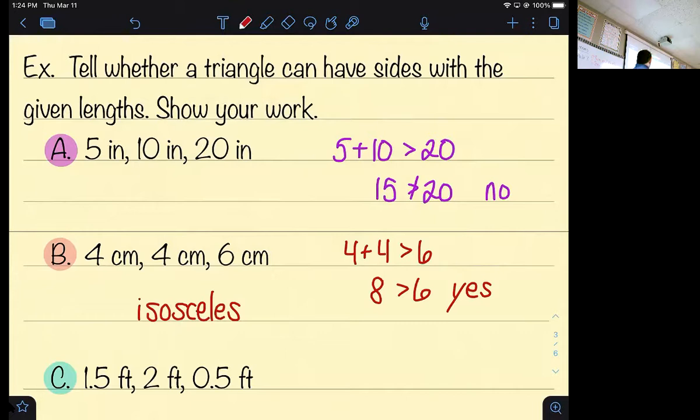Now, what kind of triangle was this one? Trick question. It wasn't a triangle. It's not one at all. They don't match. They don't meet up. So it's not a triangle. Oh, it would be scalene if it were a triangle.